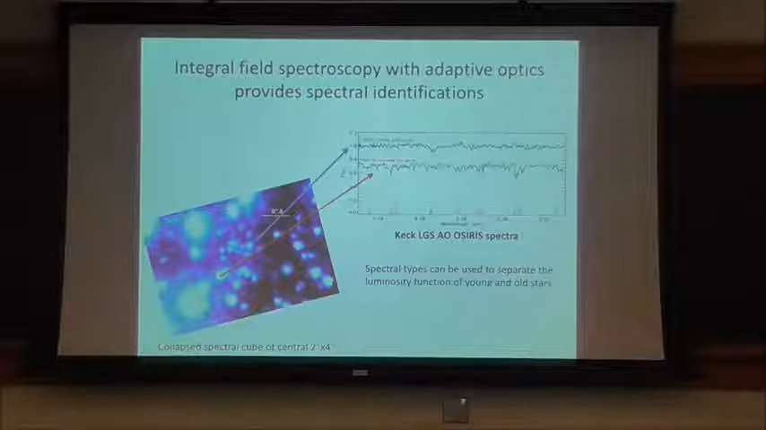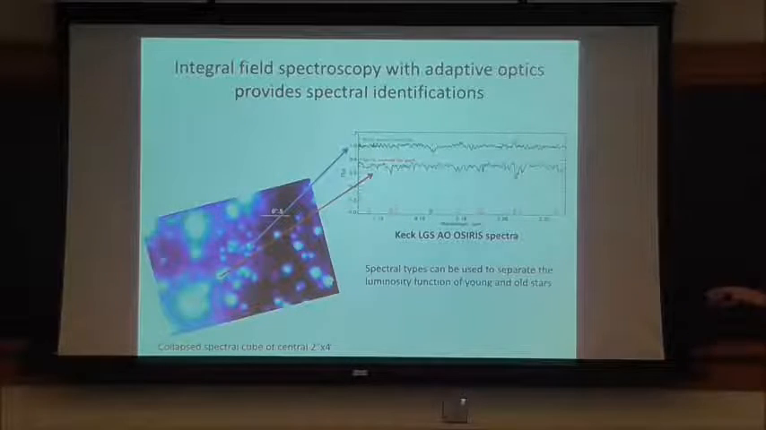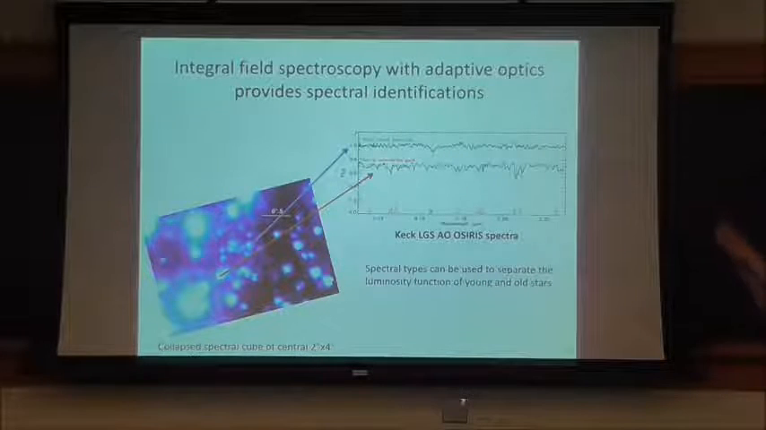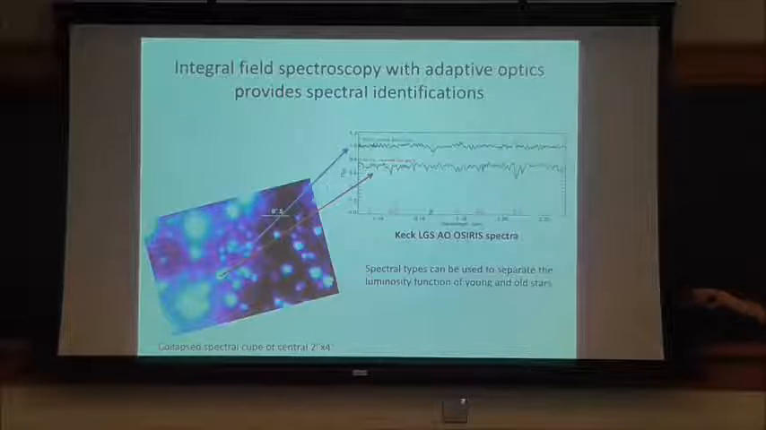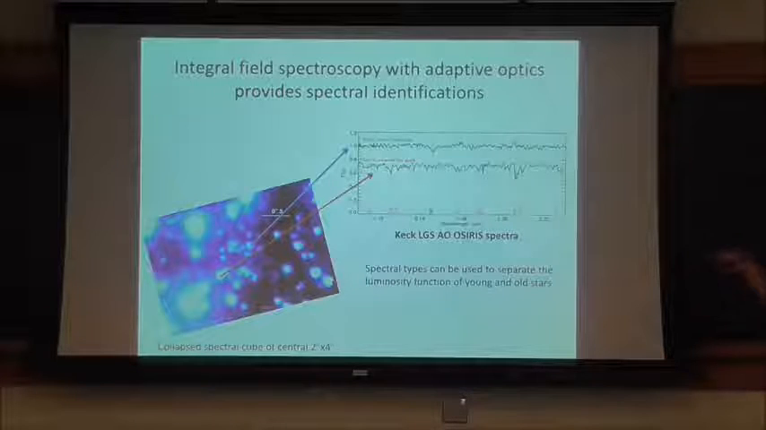That's why we painstakingly use integral field spectroscopy all over the cluster. And this is an example. This is OSIRIS, which is the integral field spectrograph on Keck. It has a plate scale of about 35 milliarcseconds. This is a collapsed data cube, so you can see the image of the star, and you get a spectrum of every pixel. Here I just showed two examples. This star has a spectrum that looks like this.